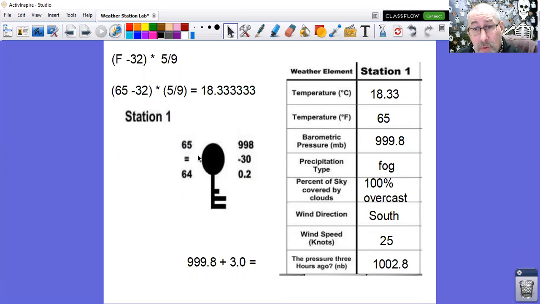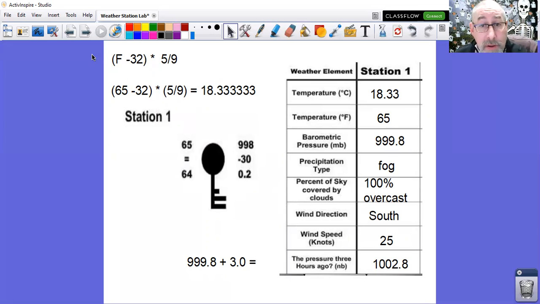If there's no precipitation here, where it says precipitation type, just write none. There is none. If there's no change, just write no, or the same. You can put the same value in. So again, you're going to read these and you're going to fill it out just like I just did.